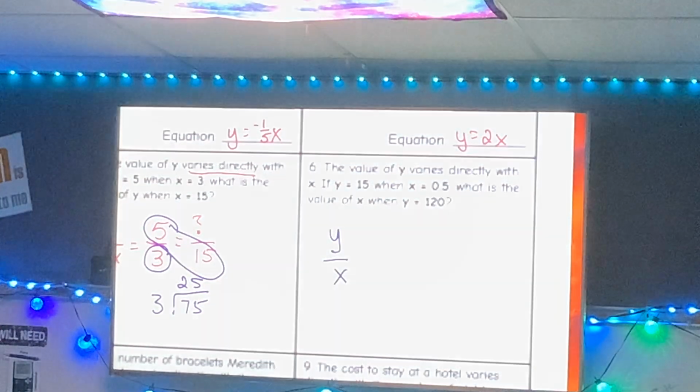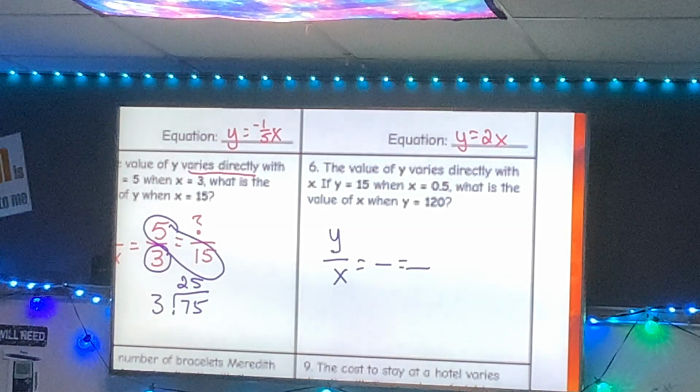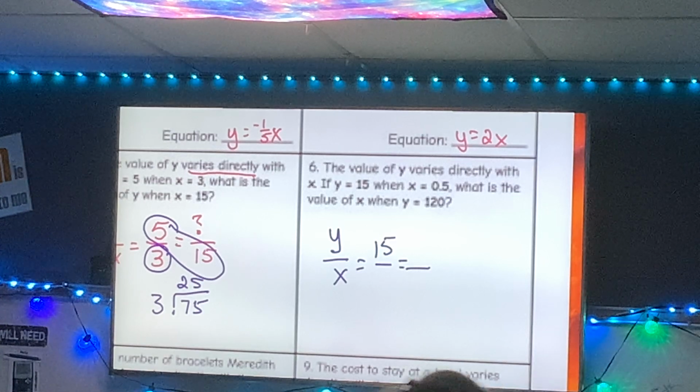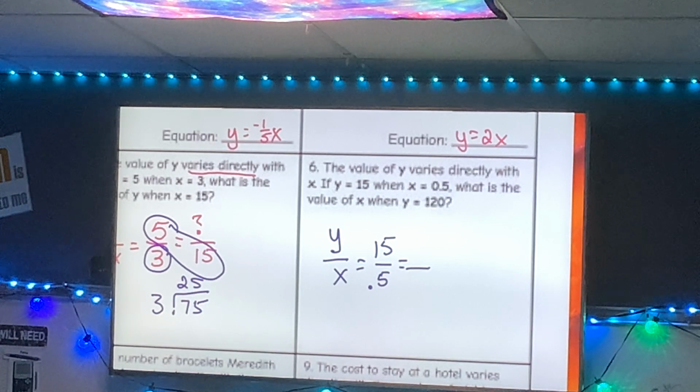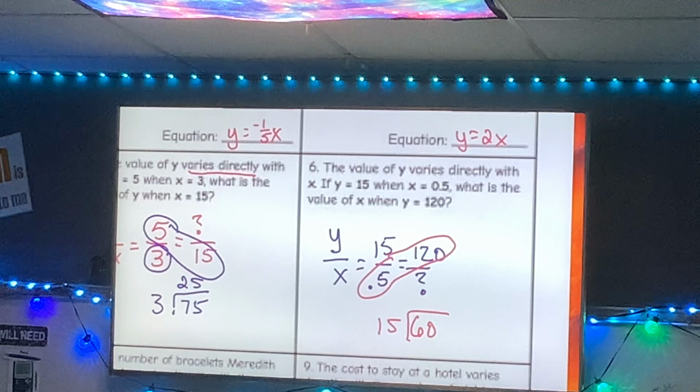So Y varies directly with X. When Y is 15 and X is 0.5. What is the value of X when Y is 120? So do you see why you label so you know where to put what? What is 120 times 0.5? Good. 60. Hit your division sign. 15. 4. Perfecto.